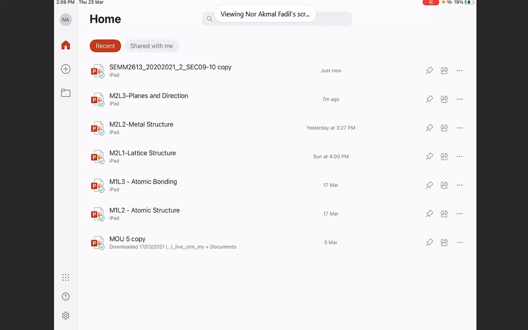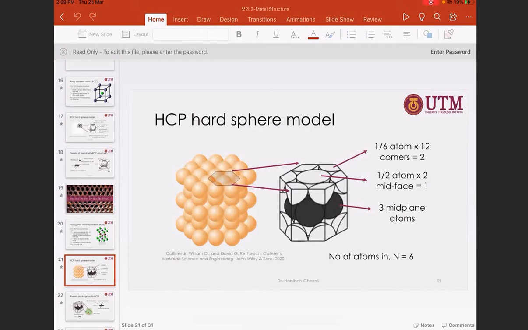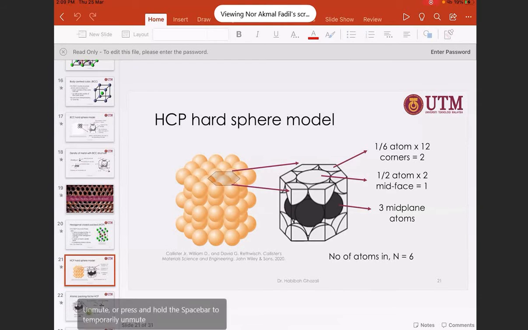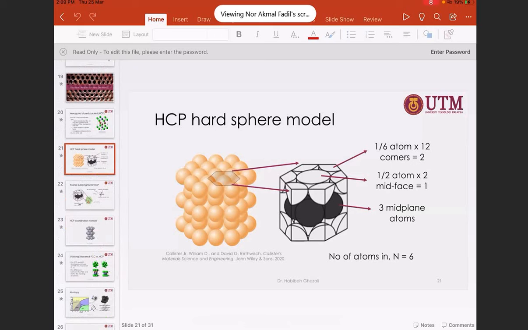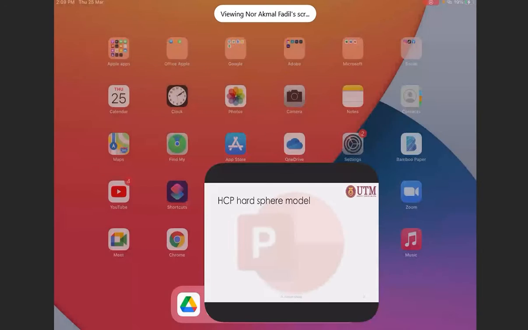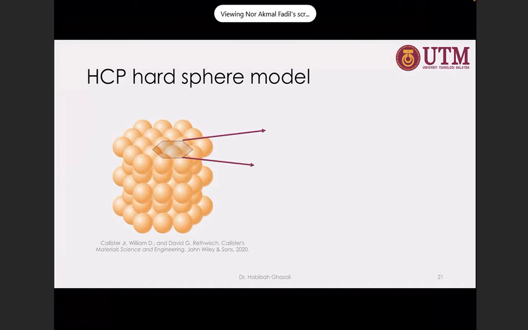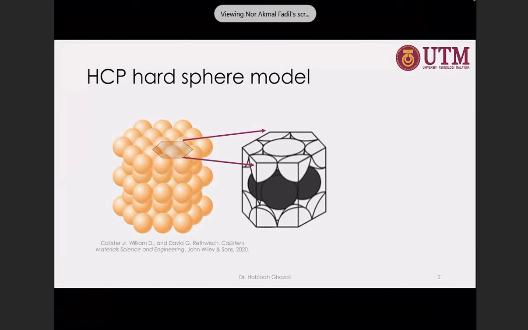Which one? Number of atoms, this one, is it still not clear for you? Okay, tanya tadi. So how did we get 6, isn't it? How did we get 6 atoms in one structure, one unit cell of HCP?